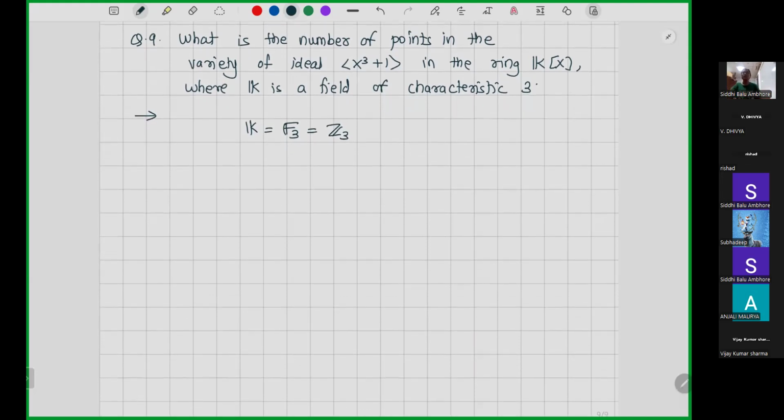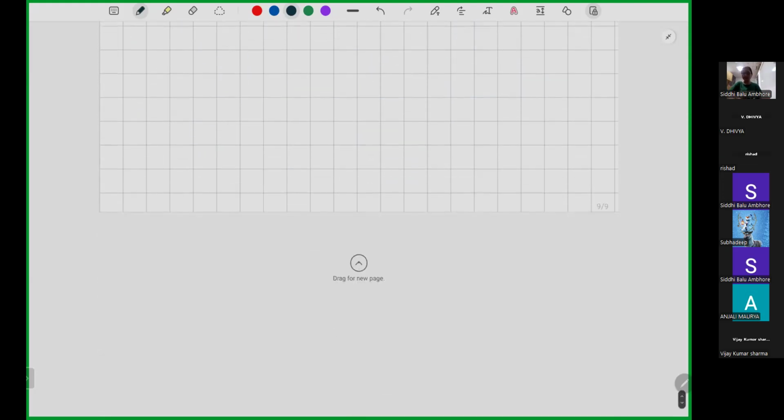The cardinality is 1. The number of points in this variety is just 1, and we will check which one it is. So we have this Z3, which means we have 0 bar, 1 bar, and 2 bar. And we will check just these 3. So we will substitute them. 0 bar plus 1 bar is 1 bar, which is not equal to 0 bar. Only x plus 1.